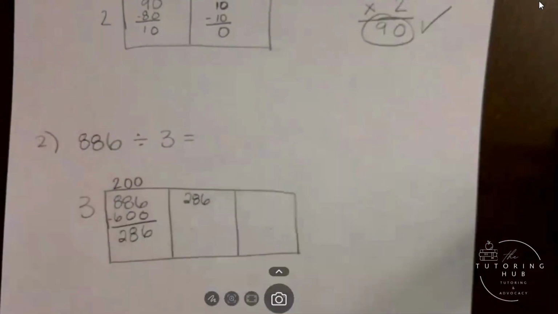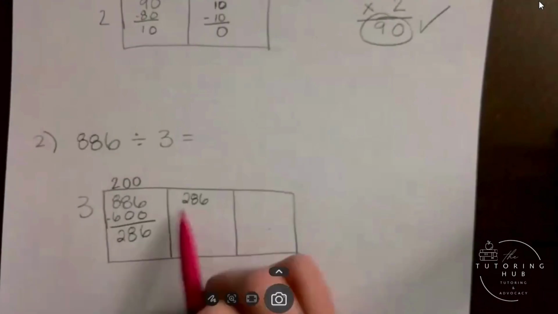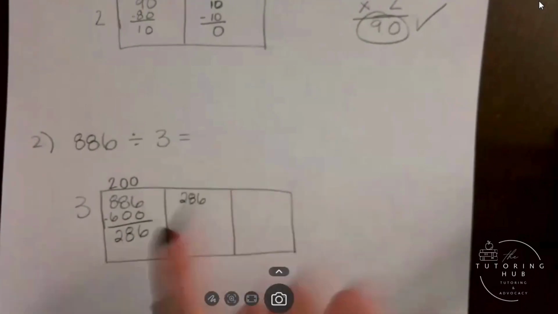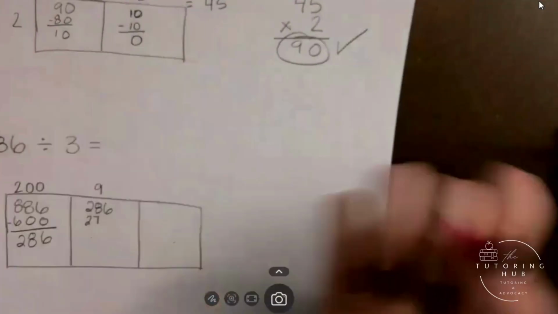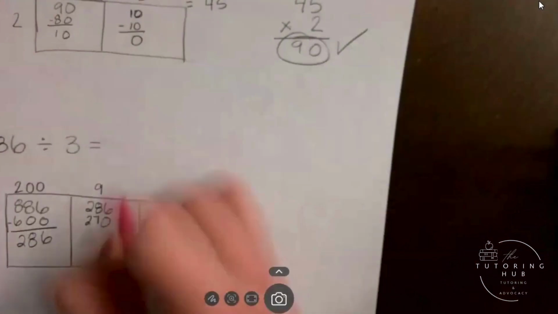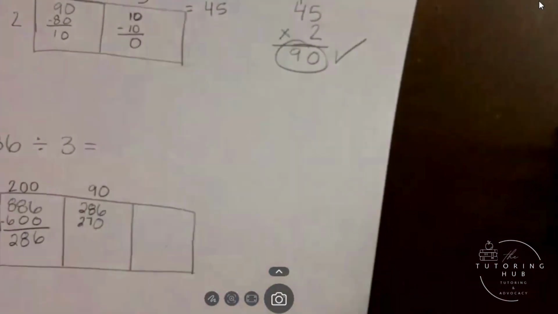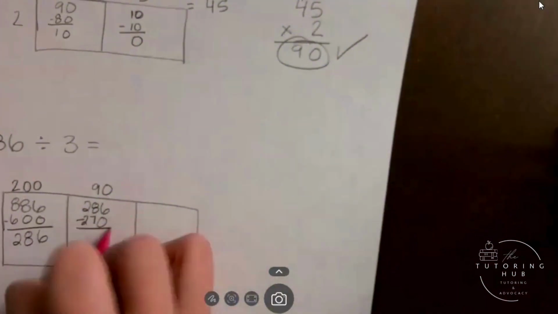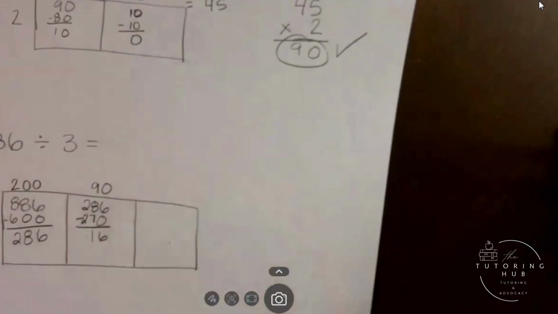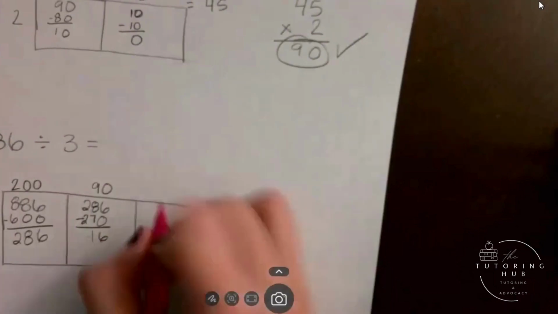Now I'm looking at 286 and I'm thinking, I know that 3 cannot go into 2, right? So now I'm looking at 28. I can ignore the 6 for right now. So 28, 3 times 9 is 27. Okay, so that's 27. Now I need to add a 0. So 3 times 90 is 270. Okay, so now 286 minus 270. 6 minus 0 is 6. 8 minus 7 is 1. 2 minus 2 is 0. Okay, so now I can bring 16 at the top of this box.